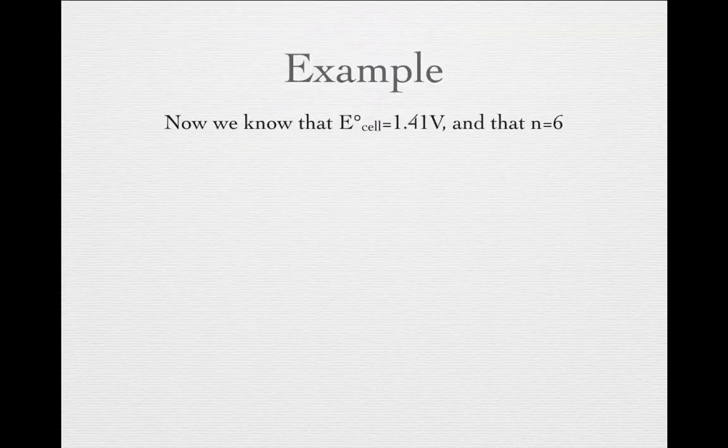So now we know our E0 cell under standard conditions is 1.41 volts, and we know that n is equal to 6, because that was the lowest common multiple for the number of electrons transferred on both sides. Our Q is going to be products over reactants. Our product ion was aluminum 3+, and that gets squared because it had a coefficient of 2. Our reactant ion was nickel 2+, and that gets cubed because there is a coefficient of 3.